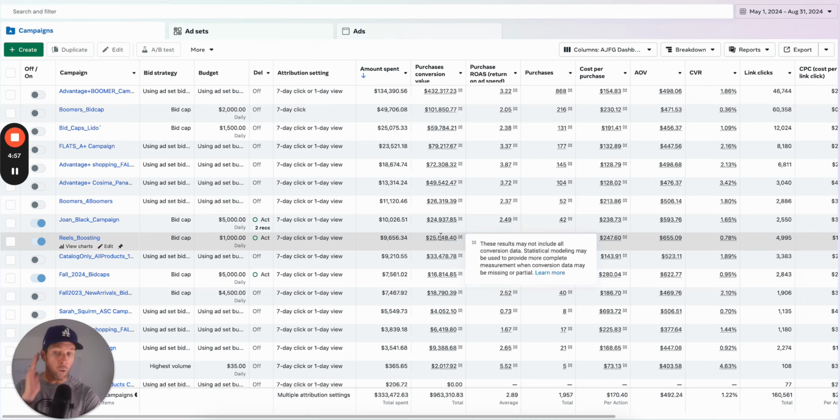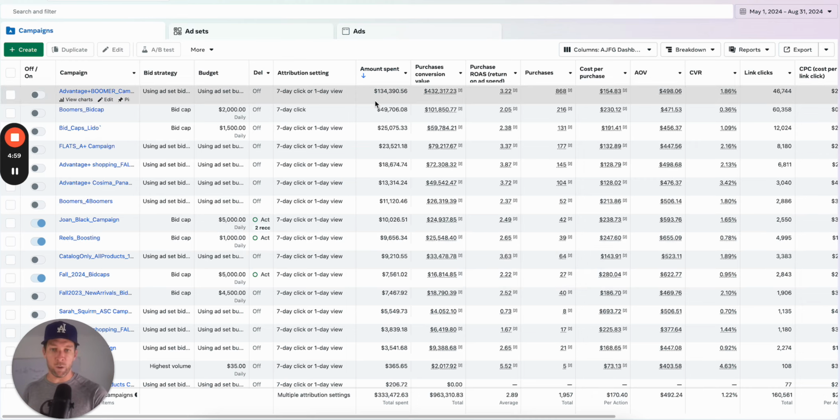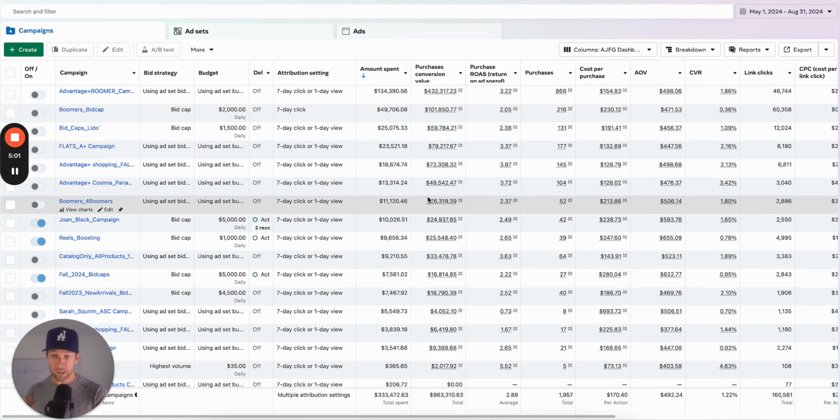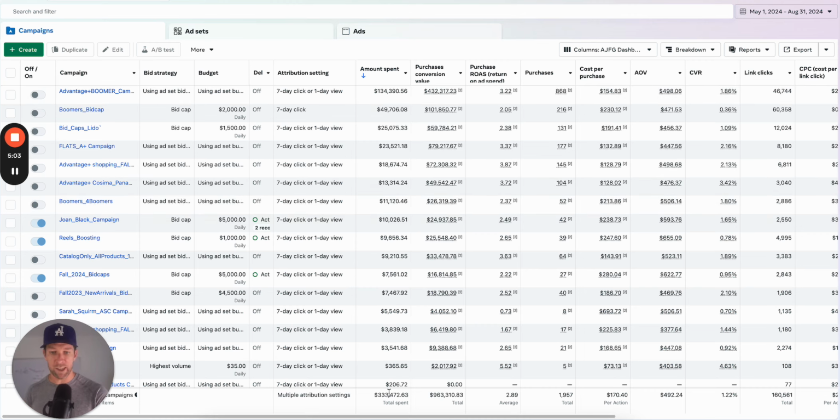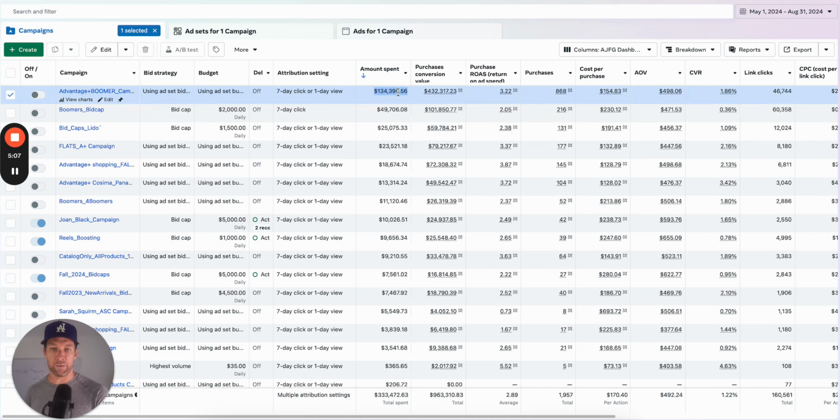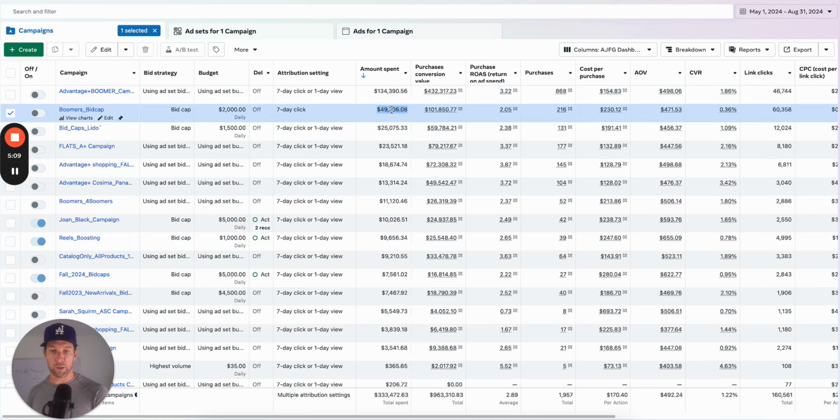This is something I always do when I diagnose ad accounts. The first thing I'm always looking at is where did the money go? Because that is going to tell you the vast majority of what happened. So in this case, $333,000 spent. The top campaign is this $135,000 campaign, and the number 2 is $49,000. Now we've covered over half the spend.